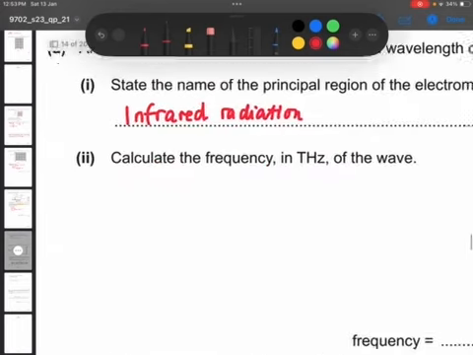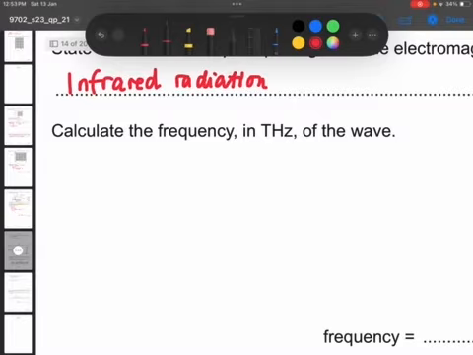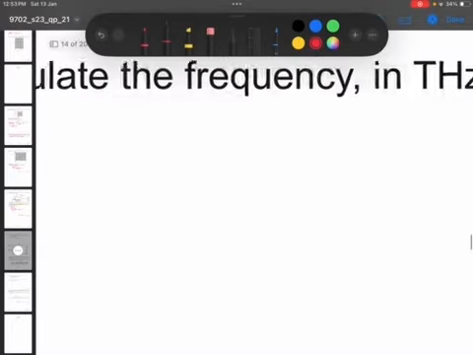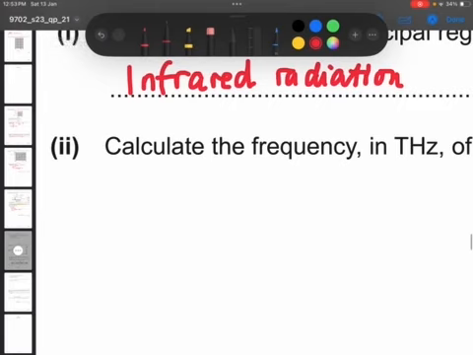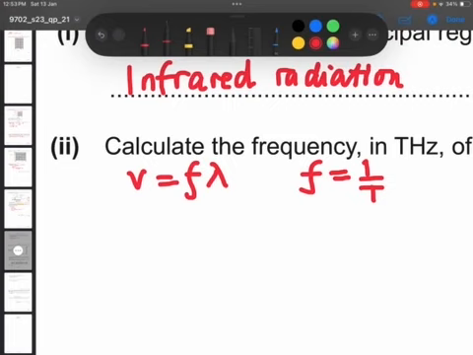Okay, calculate the frequency in terahertz of the wave. So first things first, we have to calculate the frequency. Remember the wave equation says v is equal to f lambda. That's the one equation in waves that contains wave frequency. Another equation which contains frequency is 1 over T. Since we are not given the period, we are not going to use this equation. We are going to use this one because we are at least given wavelength.